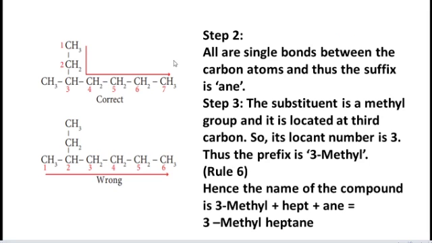Then there is the numbering from the branches to the long chain. Here 1, 2, 3, 4, 5, 6, 7. From left to right, there are only 1, 2, 3, 4, 5, 6. So this is the wrong method. We have to take the longest chain of carbon atoms.